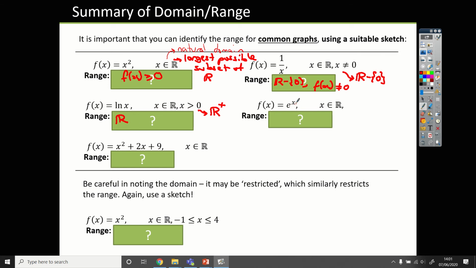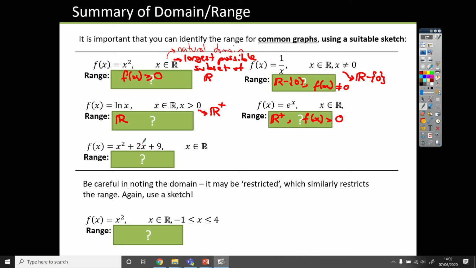e to the x, though, has no restriction on its domain. The domain is real numbers, but the outputs this time have to be positive. So the range is positive reals, or you can just say f of x is greater than 0. And then you might have spotted the link between these two. These are inverse functions, and you'll notice the link between the domains and ranges. We are going to cover that in a separate video.